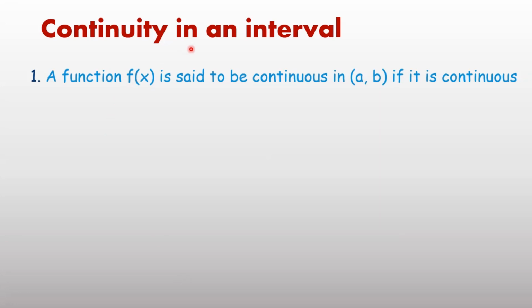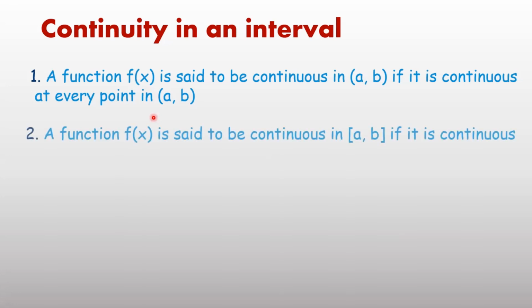Now next, continuity of a function in a given interval. If an open interval (a, b) is given, open interval means the value of x is greater than a and less than b; a and b are not included. The function is said to be continuous in the open interval if it is continuous at every point in the open interval (a, b).